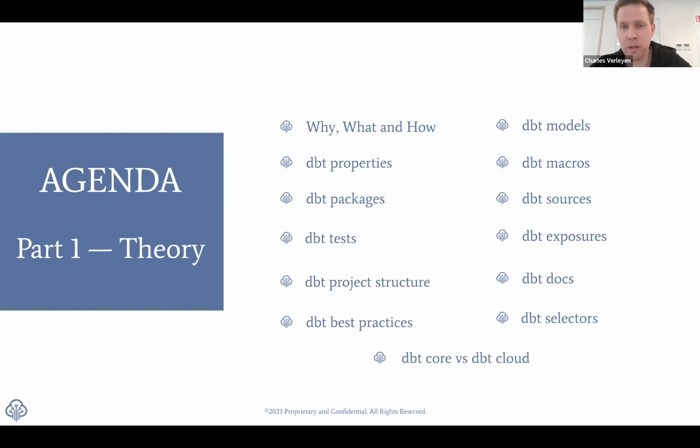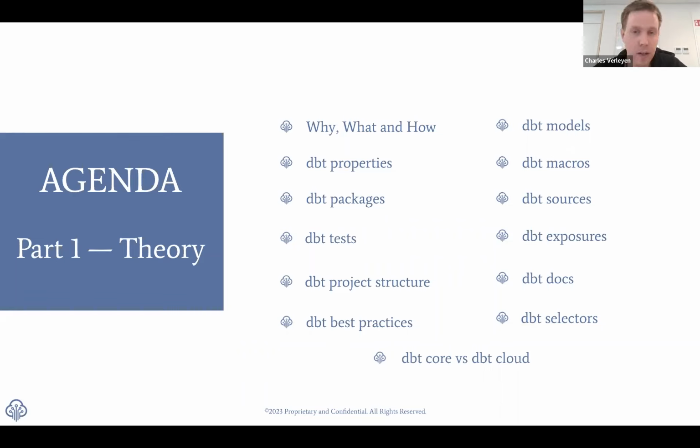Then we'll talk about a few technicalities, main features of DBT. The core objects of DBT are the models, which are basically SQL files. Then we go to DBT properties, which are a way to document everything regarding your models and your macros.